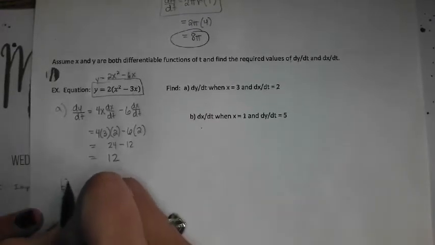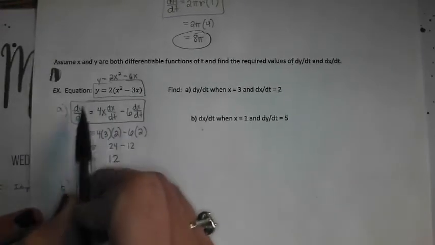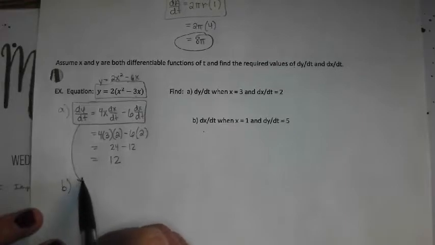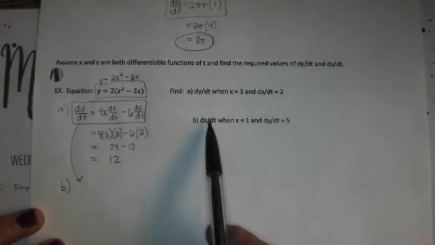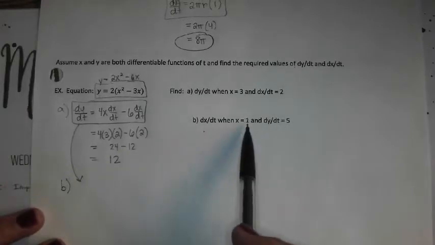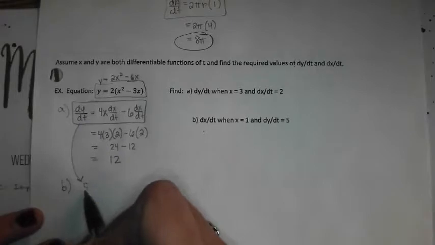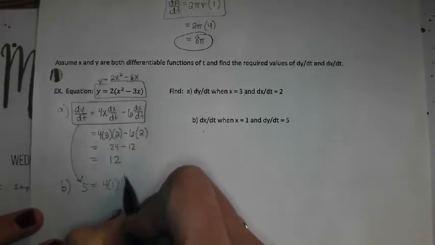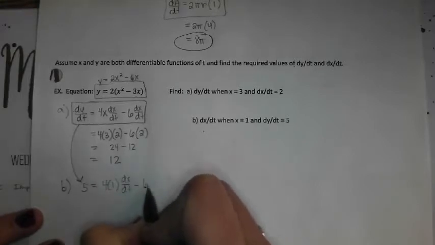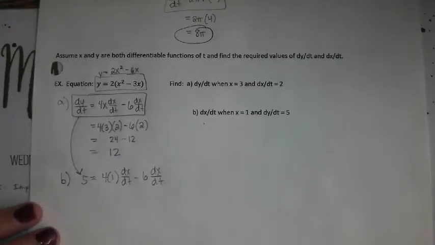Okay, so for B, similarly, I'm going to use the same derivative, but they're asking us to find dx/dt, so the rate of change of x, when x is 1 and dy/dt is 5. So dy/dt is 5, x is 1, and I'm solving for dx/dt, so what do I need to do?